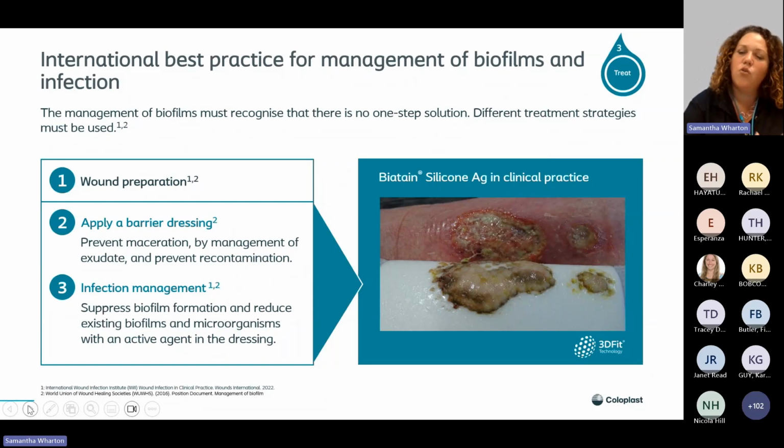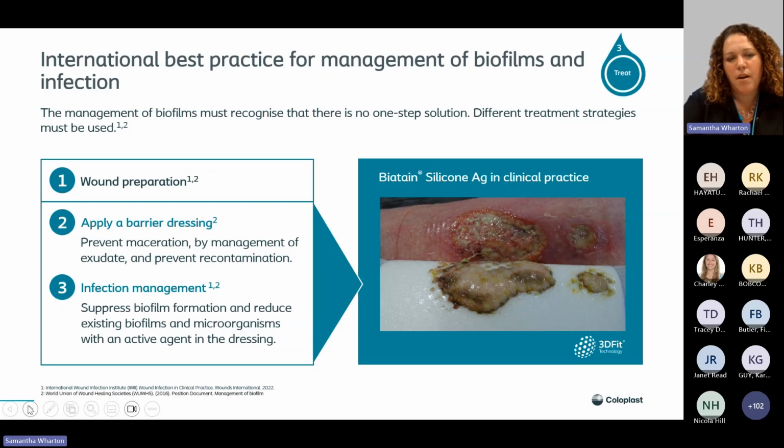The picture before was with that all prep pad doing that wound preparation. Then our step two is about applying a barrier dressing to make sure that we're preventing that maceration by managing that exudate and preventing that recontamination. So with Biatain Silicone AG here shown in clinical practice, we know that it's going to lock away that bacteria with its lock away layer on the top, and it's going to make sure that that bacteria can't then be recontaminated into that wound. And then you're looking at your infection management.